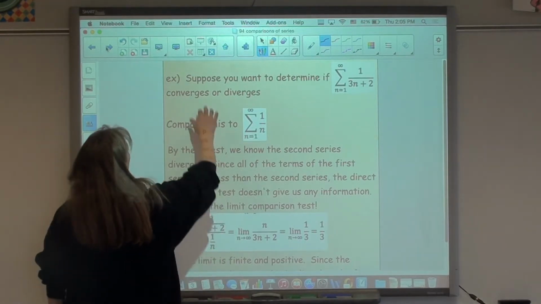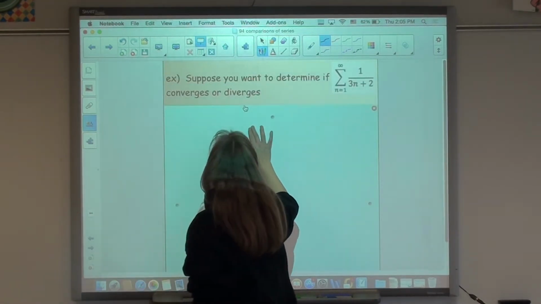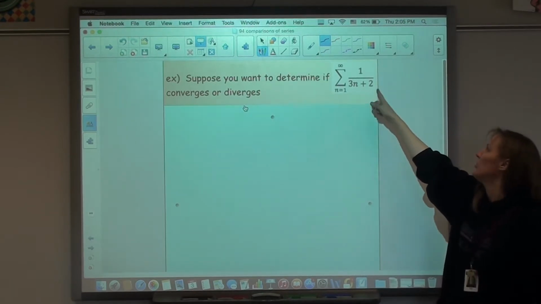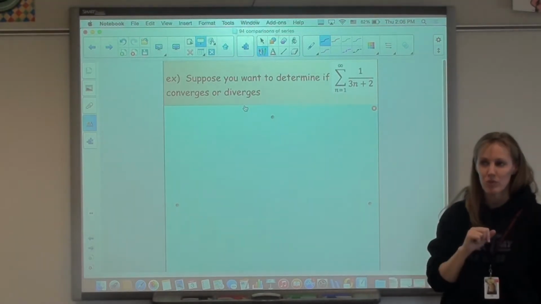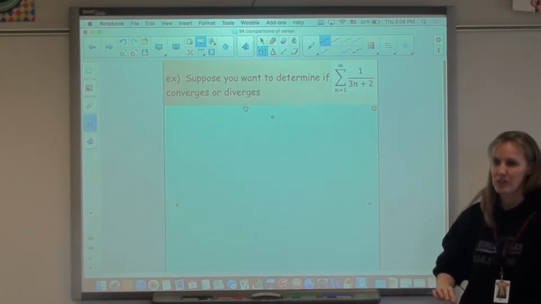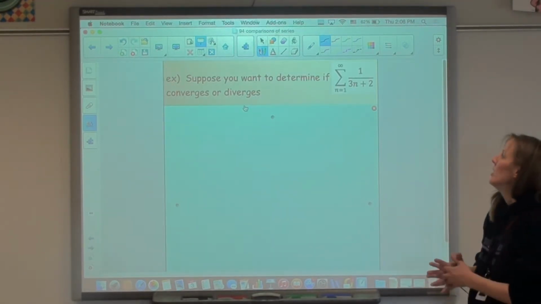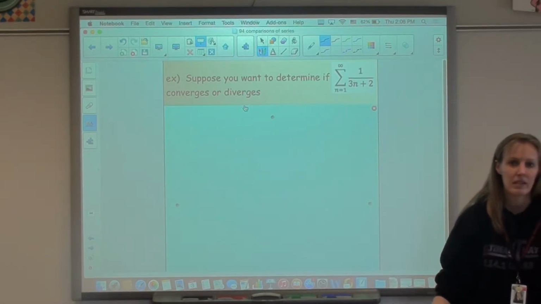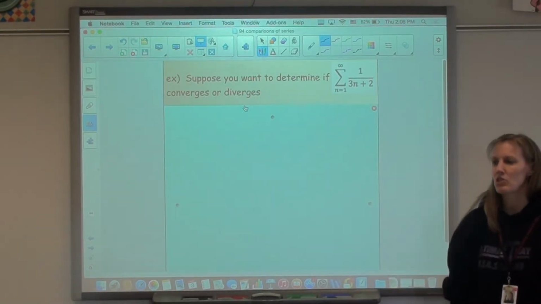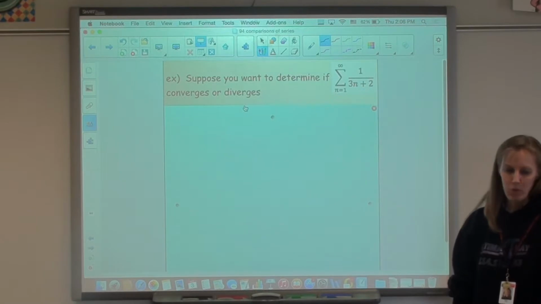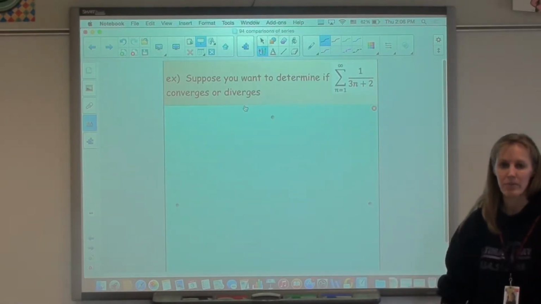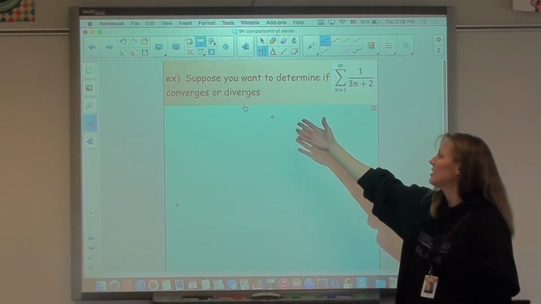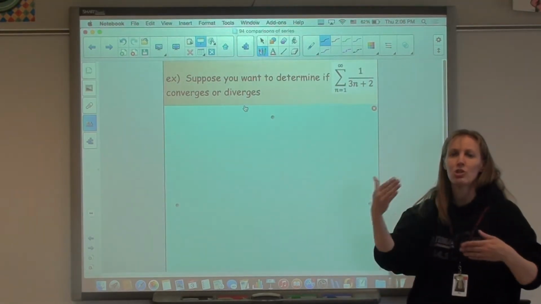Here's your first example. Suppose you want to determine if the sum as n goes from 1 to infinity of 1 over 3n plus 2 converges or diverges. So again, it's just like direct comparison. First thing you want to do is pick a series that you think is similar. Tell me a series you think is similar. 1 over n, 1 over 3n, it doesn't matter. Yeah, either one.